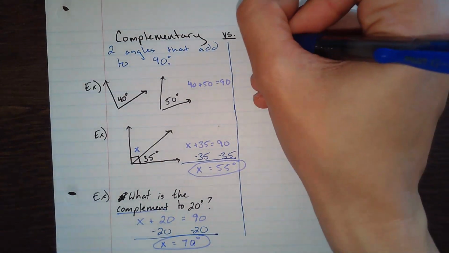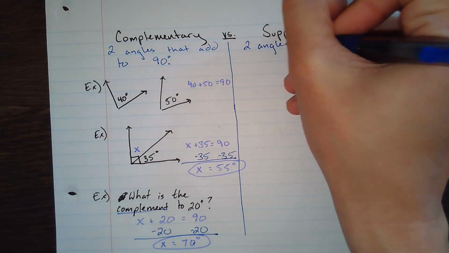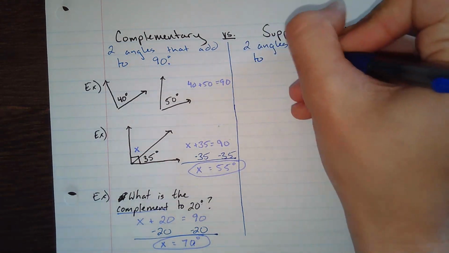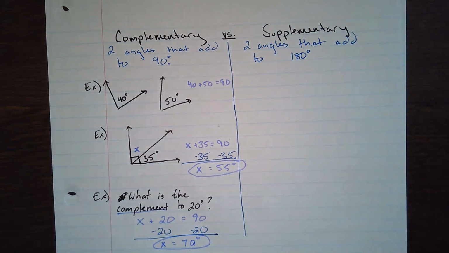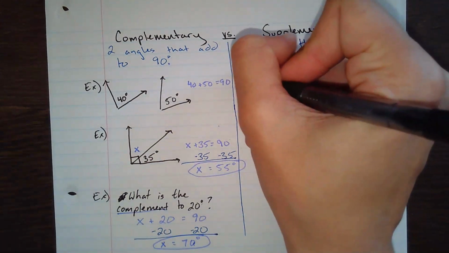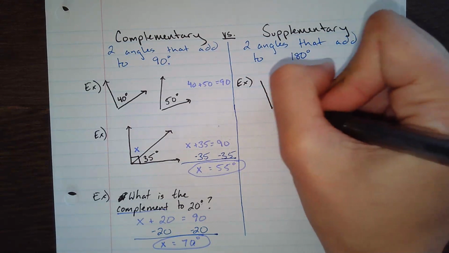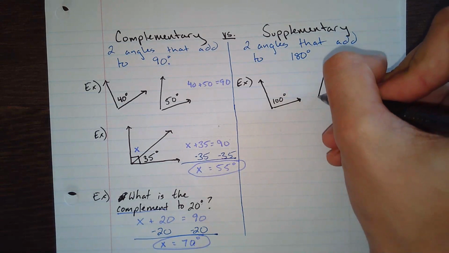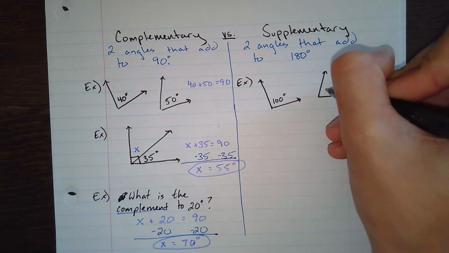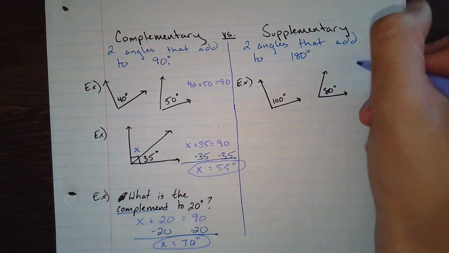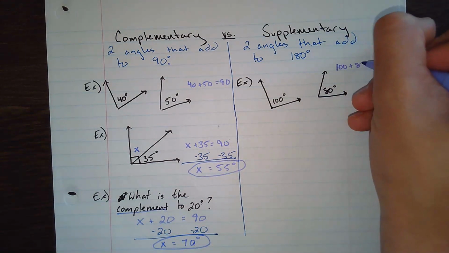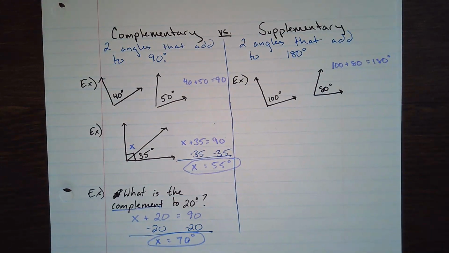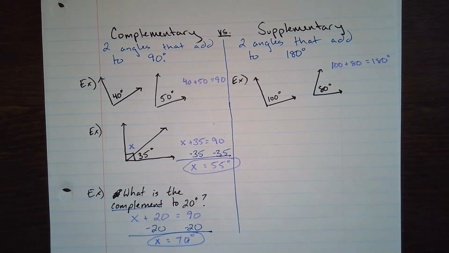Right. Supplementary is two angles that add to 180 degrees. Same thing, we might see two separate angles. Let's say this one is 100. And this one is 80. 100 plus 80 equals 180. So these two angles are supplementary.